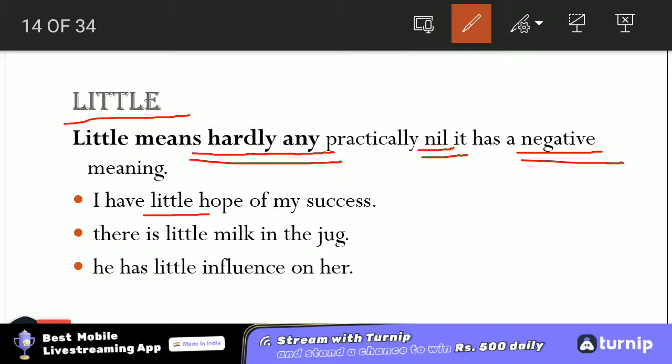Next, there is little milk in the jug. बहुत थोड़ा सा मिल्क है. He has little influence on her. बहुत थोड़ा सा इफेक्ट पड़ा. So literally when we are talking about the negative meaning, in case of negative meaning or nil, we have to use the word that is little.